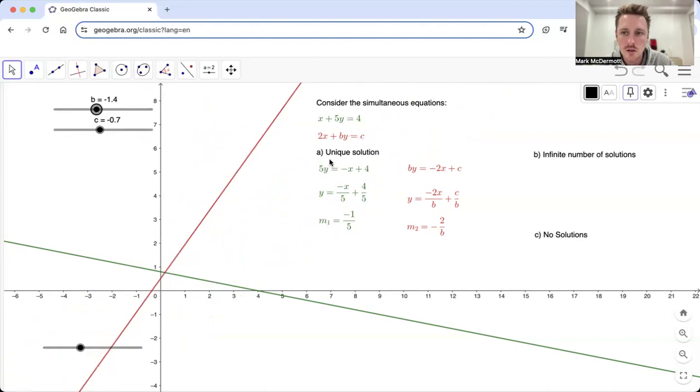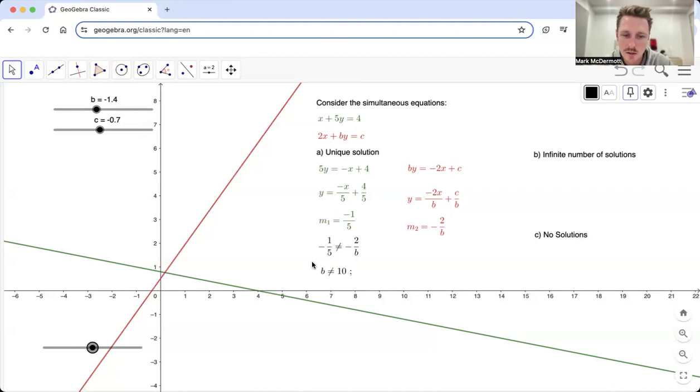Now, if we've got a unique solution, the only requirement is that the gradients aren't the same. As soon as the lines don't have the same gradient, they're going to intersect at some point. So for example, this is a perfect example. At the moment, they don't have the same gradient, so you'll get a unique solution. So basically all we need to say for a unique solution is that negative 1/5 is not equal to negative 2 on b. Solving that for b, you'll get b is not equal to 10. Just solving it like you normally would, but then saying that it's not equal to whatever your answer is. So in this case, not equal to 10.